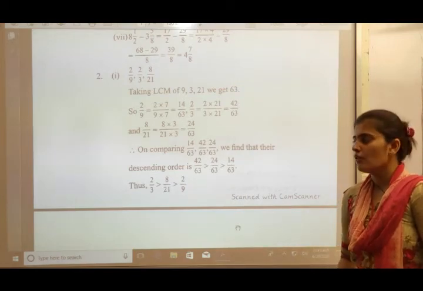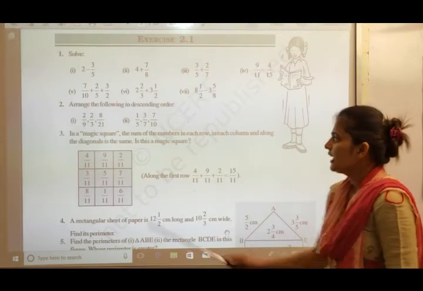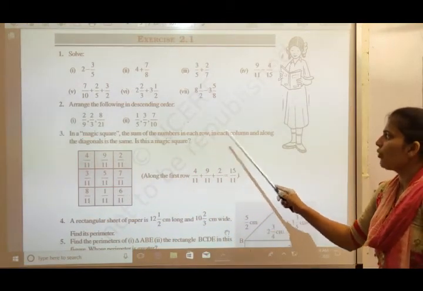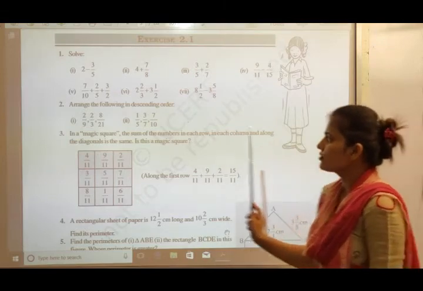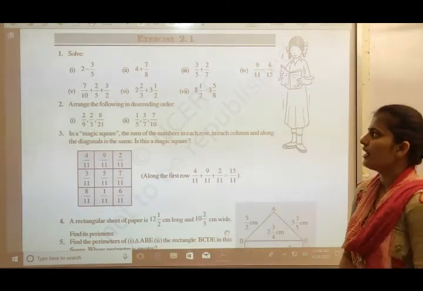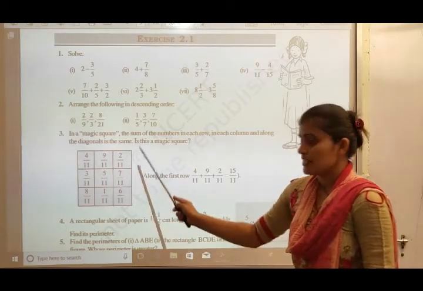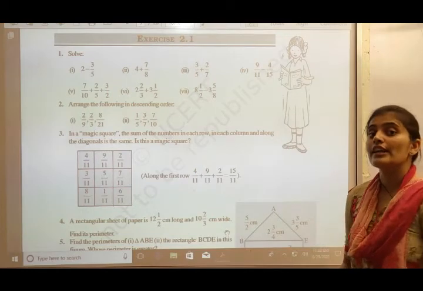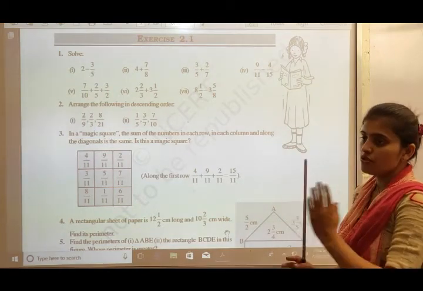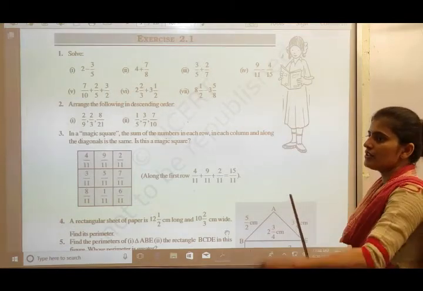The next will be homework. Question number 3. In a magic square, the sum of numbers in each row, in each column, and also in the diagonals is the same. Is this a magic square? Now you have to find out whether the given square is a magic square or not. For finding out, what do we have to do? We have to add up the rows, the columns, and the diagonals.